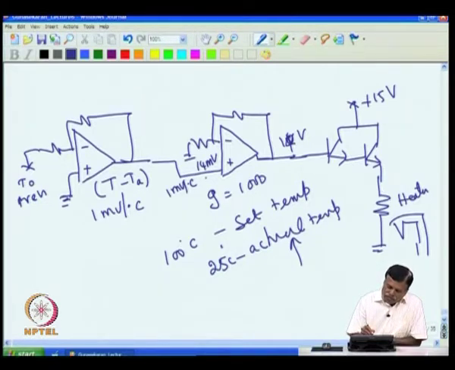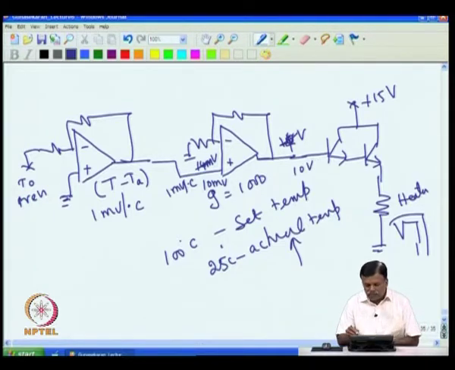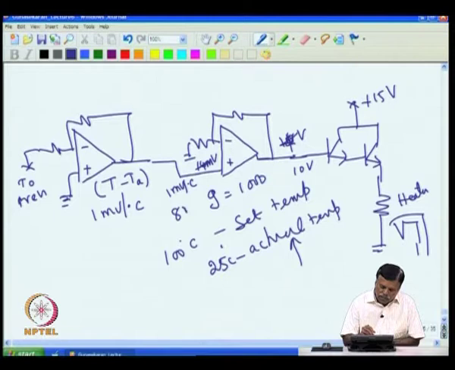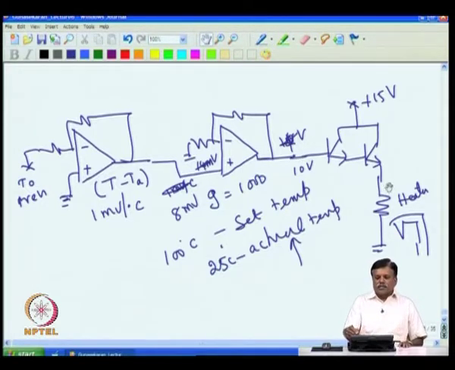Then if the temperature goes up further, this will come down to say 10 millivolt, and this comes to close to 10 volt. Now the heating comes down further, because now we are applying 10 volt minus 1.2, that is 8.8 only. If the heat is still too high to maintain 100 degree C, the temperature will go up and the difference will come down, say to 8 millivolt. Then this will go to 8 volt, and this also will come down. So as the temperature rises, this voltage comes down and the heater voltage also comes down and it produces less heat.